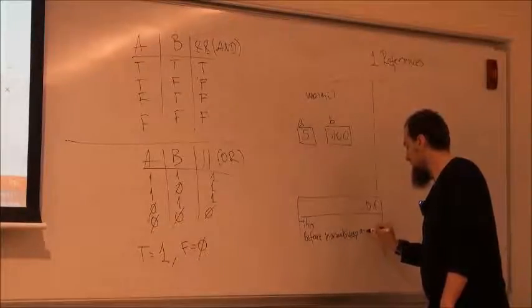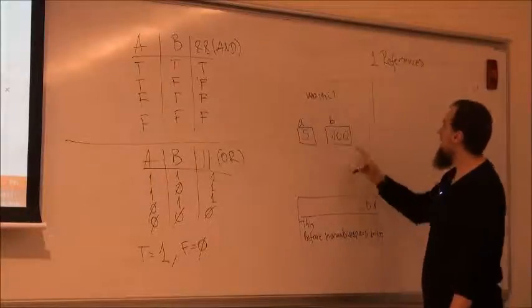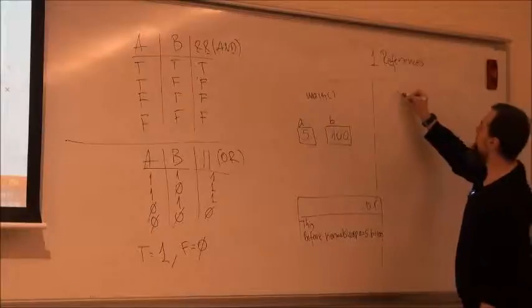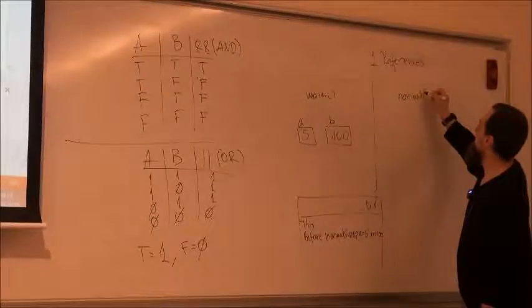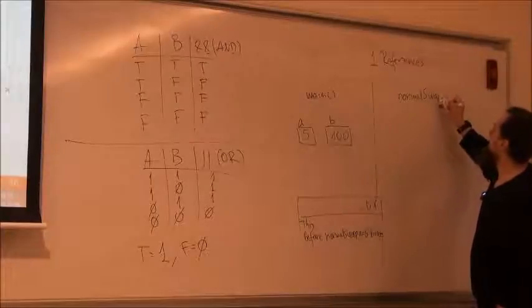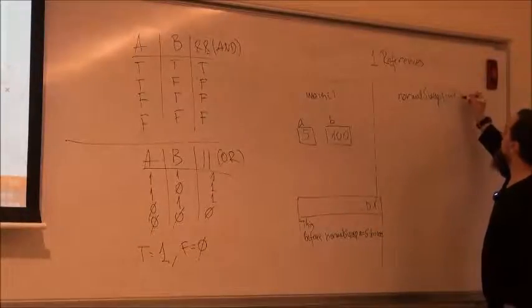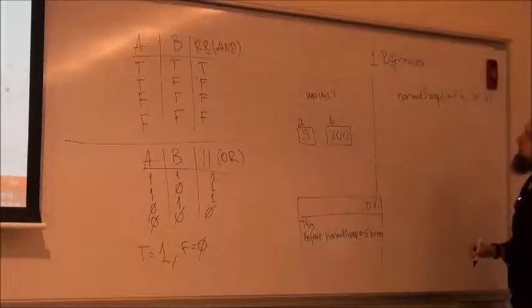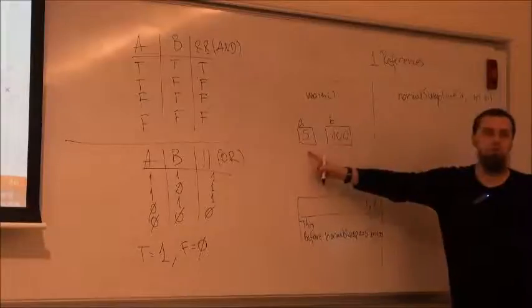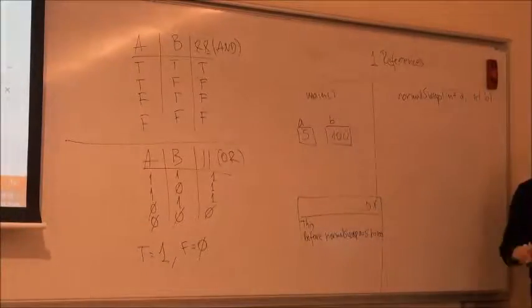A is 5 and B is 100. Now I'm calling the function normal swap. Normal swap has two integer numbers which are also called A and B. But this A and this A are not the same. This A is the A of main, this A is the A of normal swap.